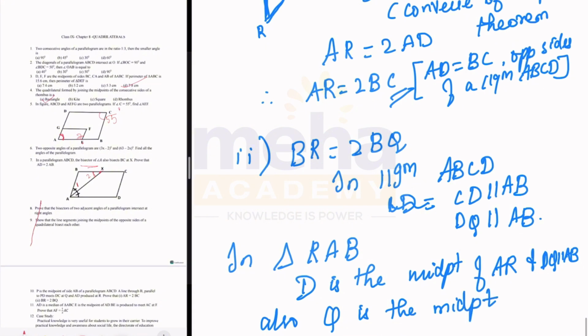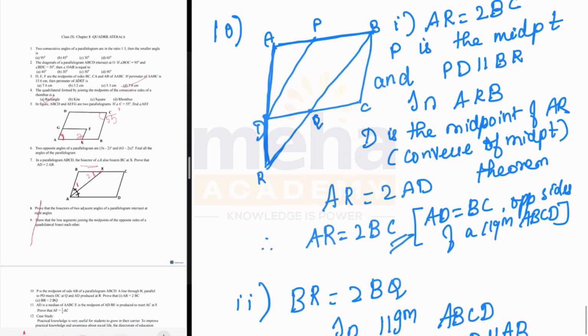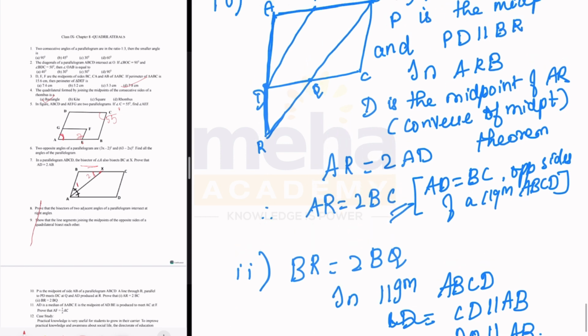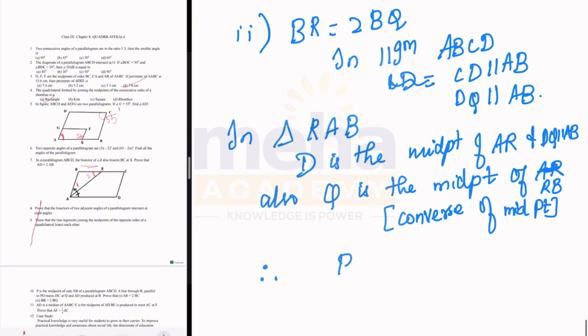How is Q also the midpoint? Not of AR, but of RB, because of the converse of the midpoint theorem. Since Q is also the midpoint, I can say BR is equal to 2 times BQ. BR is equal to 2 times BQ, hence proved.